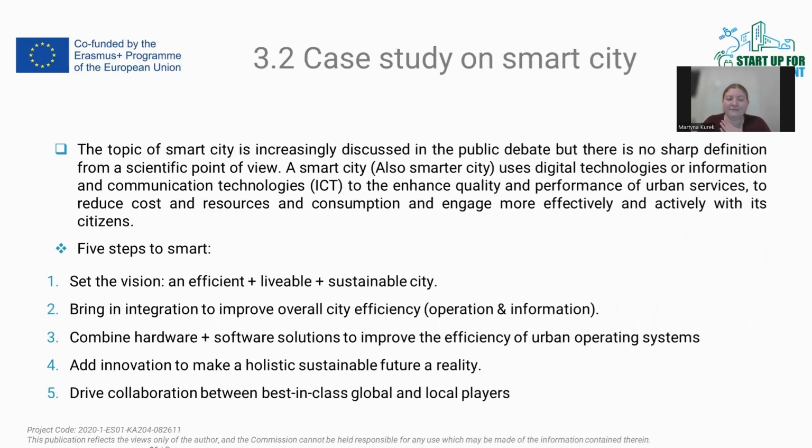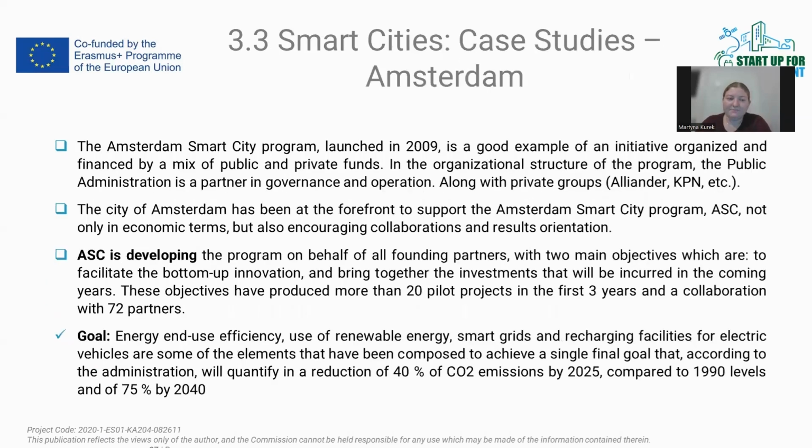Okay, so the 5 steps to achieve the status of a smart city is to set the vision. What do we want to achieve? Then to bring in integration to improve overall city efficiency. Then to combine hardware and software solutions to improve the efficiency of urban operating systems, which was shown in the other modules in more detail. 4th step is to add innovation and to make a holistic, sustainable future and reality. And last step is to drive collaboration between best-in-class global and local players.